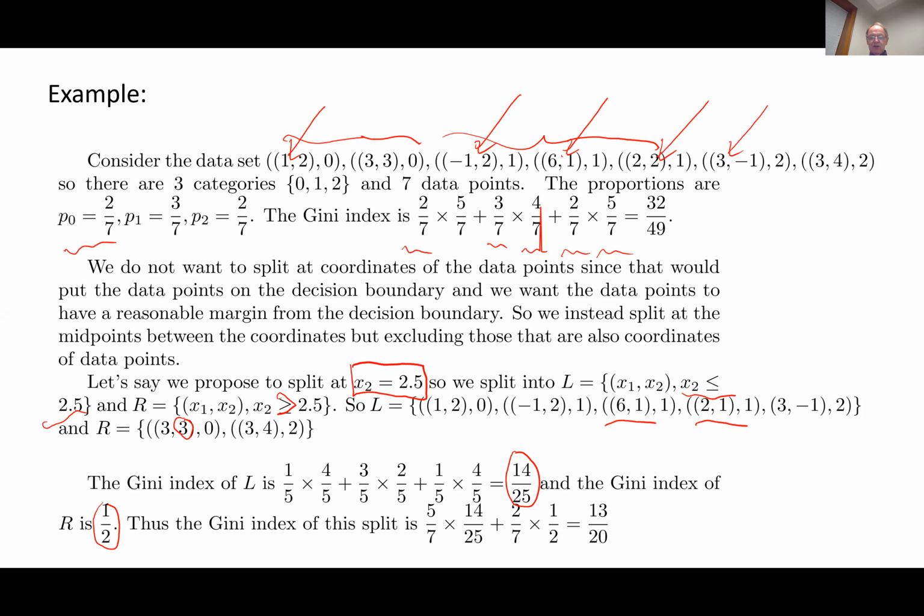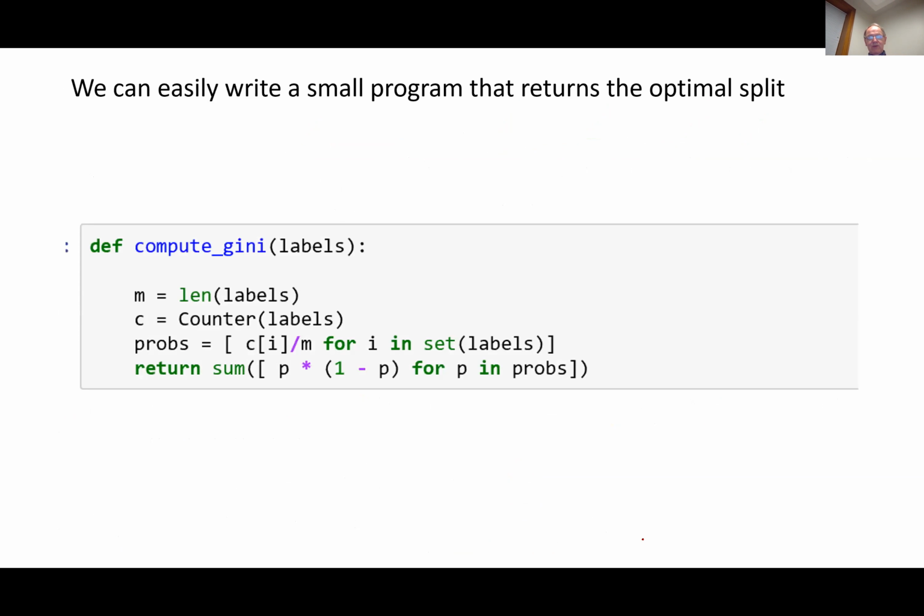And we also have to compute the weighted sum of these. The left node had 5 data points, so we get the weight 5/7 times the Gini index. The right node had 2 points, so the weight is 2/7, and we get 2/7 times 1/2. So the weighted sum of the Gini indexes is 13/20. That's not for sure the best possible, so let's write a little code and see how we do this.